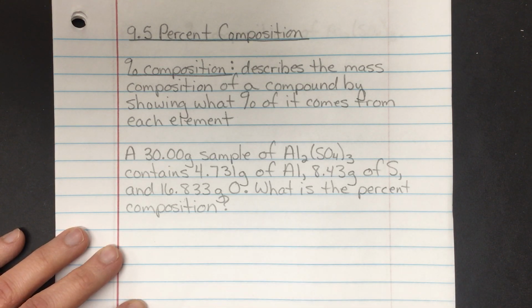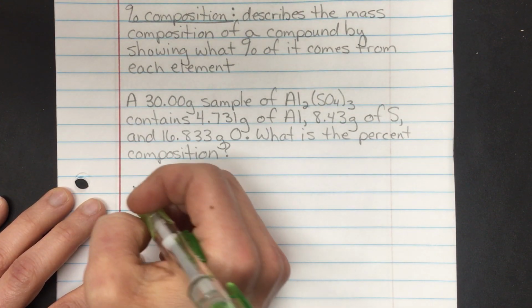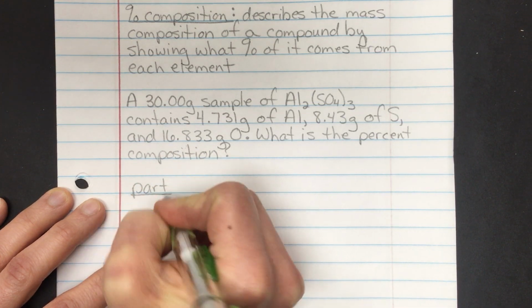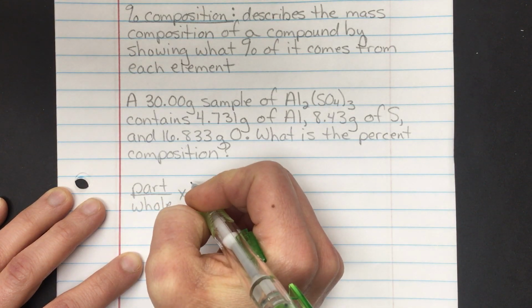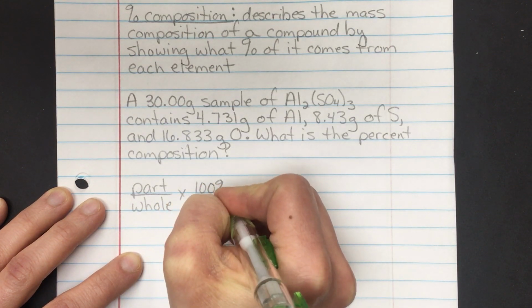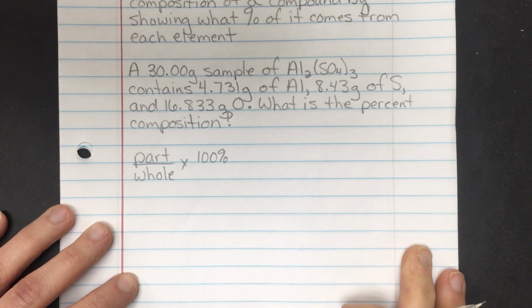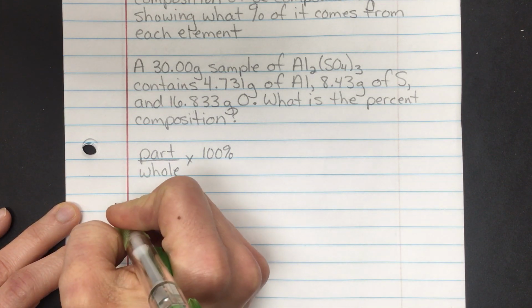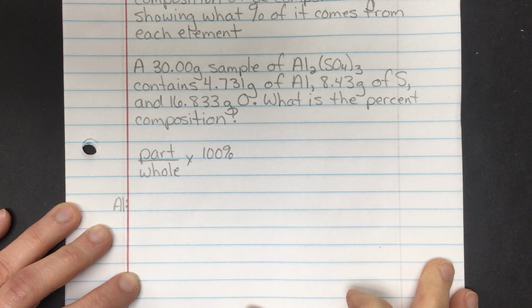Now, it's important to remember that when we're dealing with percentages, a percent is just a part over a whole times 100. And so this is the basic equation we're going to use for this problem. So let's first figure out the percent composition for the element aluminum.